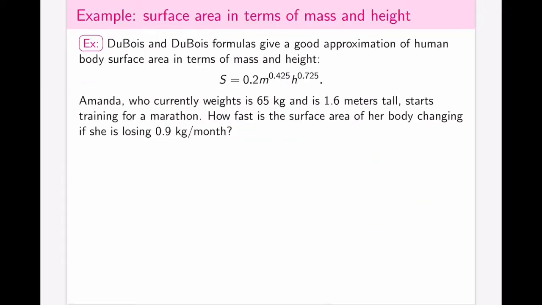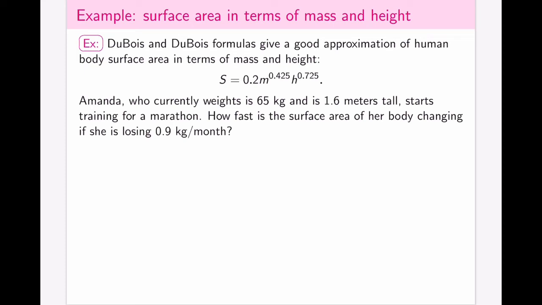Let's take a look at a few more examples of how to apply the chain rule and the related rates ideas to other problems. So in this example, we're going to be talking about the Dubois and Dubois formulas that give an approximation of human body surface area in terms of the mass and the height of an individual. This is the actual formula.